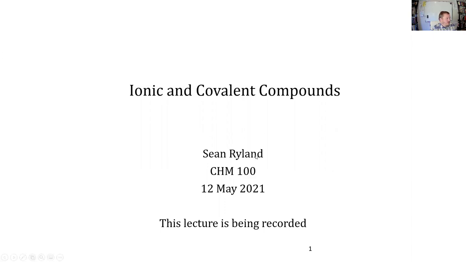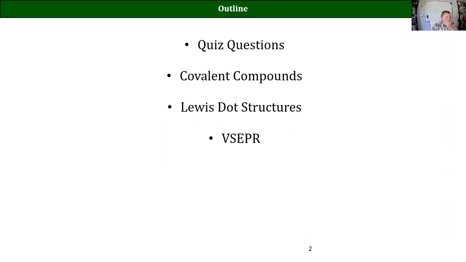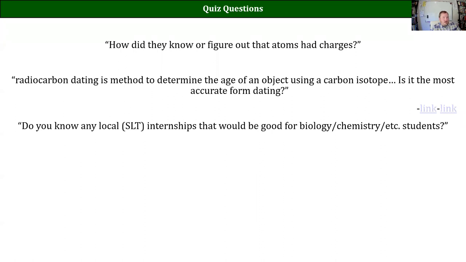We're going to start by reviewing some of the stuff that we went over on Monday, specifically naming ionic compounds. And then we're going to get into, not quite the opposite of an ionic compound, but the other major type of compound that we see in chemistry and in the world, which is covalent compounds. And we'll learn how to come up with formulas and names for those, and then figure out how to determine their structure, what they look like. All right, so we'll start with some quiz questions.